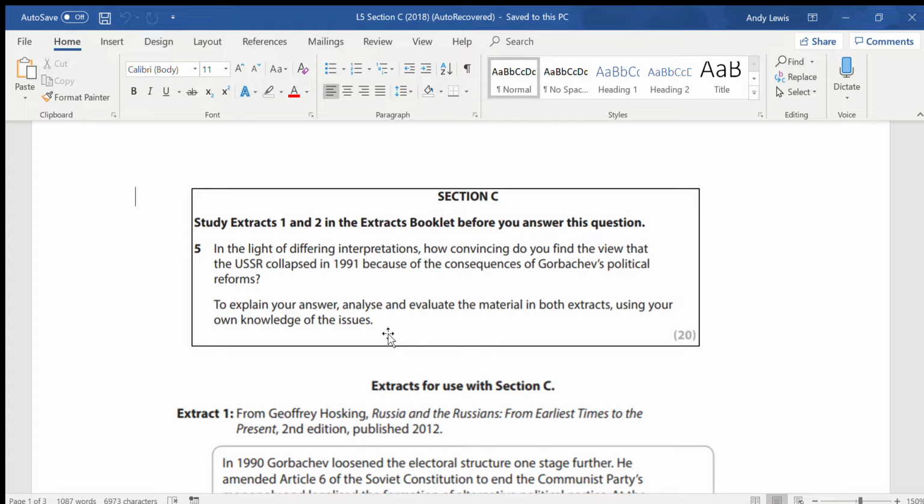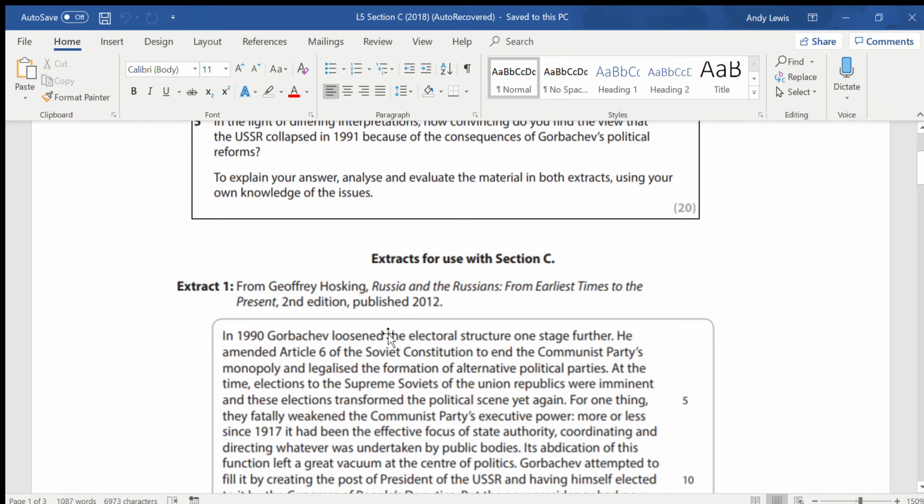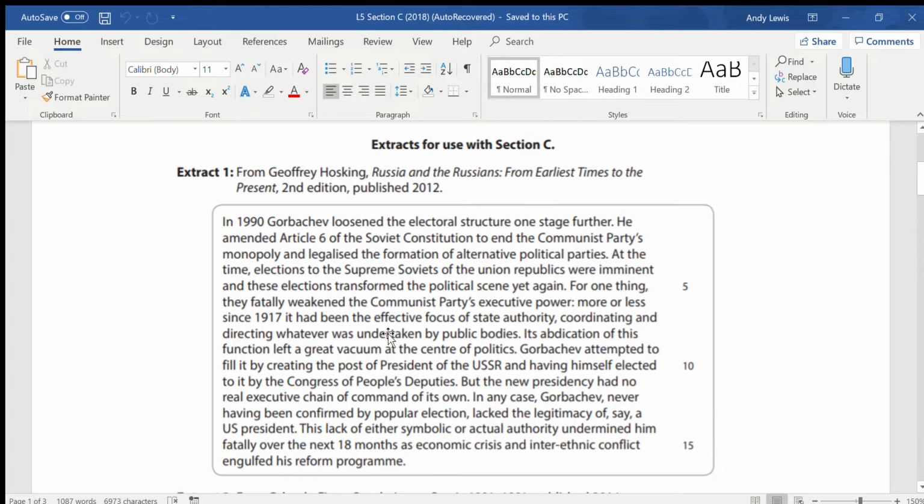So to what extent was it, or how convincing do you find the view that it collapsed because of the consequences of Gorbachev's political reforms? You've got to answer that as an essay question. But in doing that, you need to incorporate the sources and base your arguments on the sources that are provided, to evaluate the material in both extracts using your own knowledge. So they're really expecting a blend here of your own knowledge, source use, and your evaluation, your judgment, your overall view. So I'm not going to read through the sources in completion, but you can always pause the video and have a look at these first if you want to.